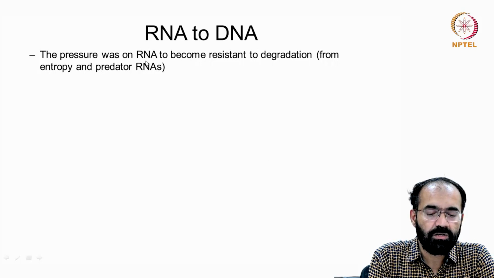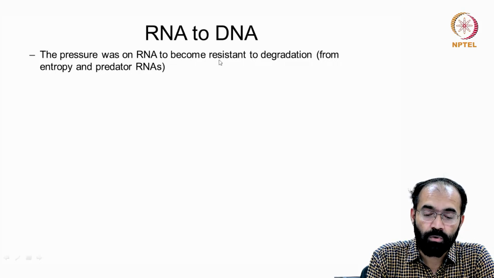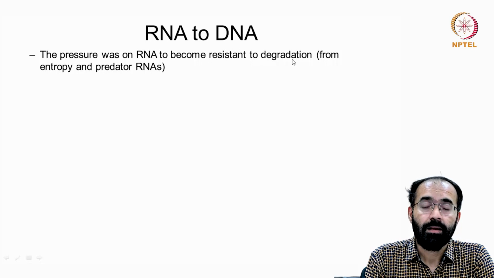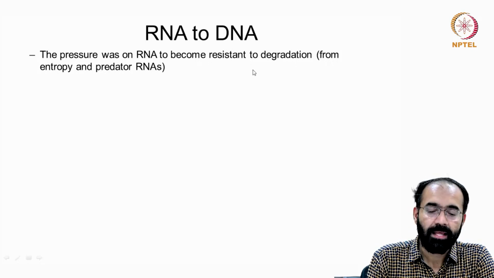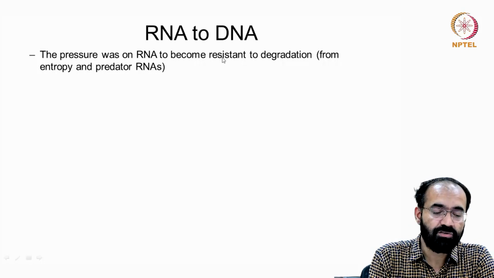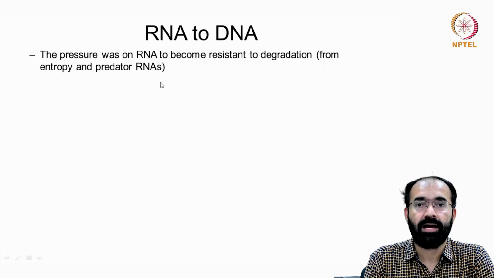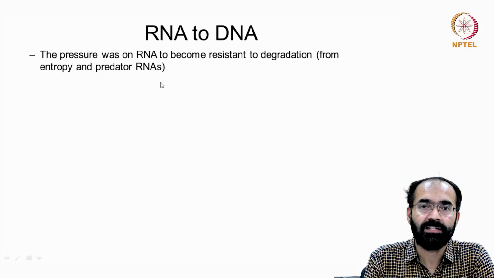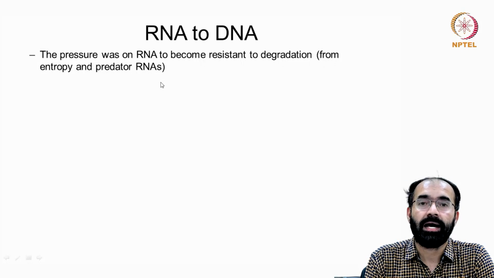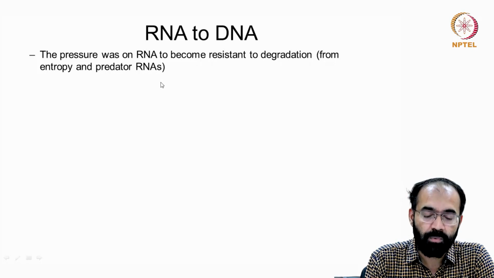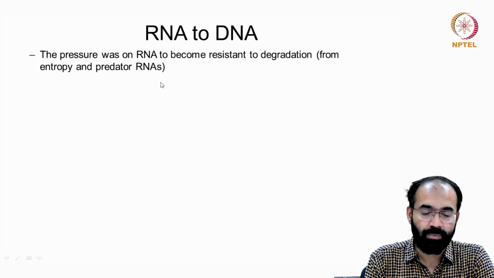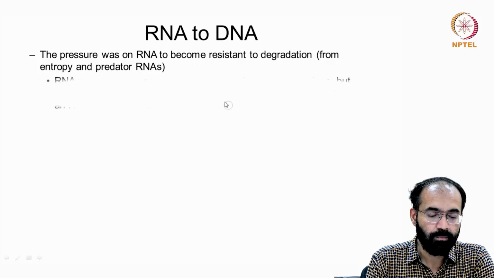The pressure was on the RNA to become more resistant to degradation. But we should understand RNA has its own innate property, and it has to resist degradation from entropy and also from the predator RNA molecule, another RNA molecule that is trying to attack. So RNA molecules, at least a group of them, became helpless. They wanted to survive somehow.